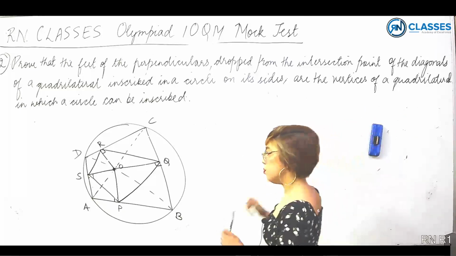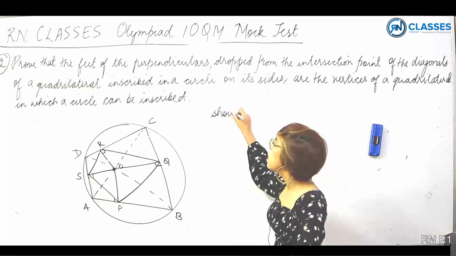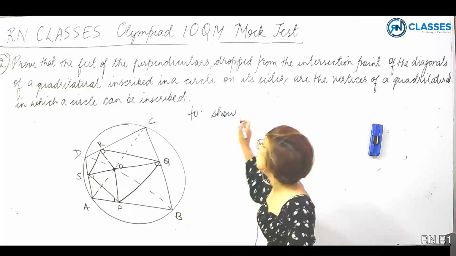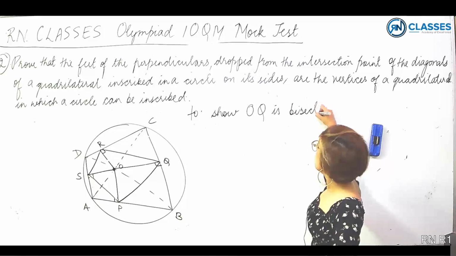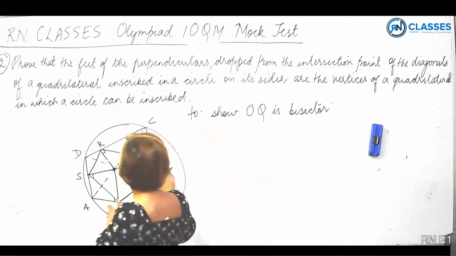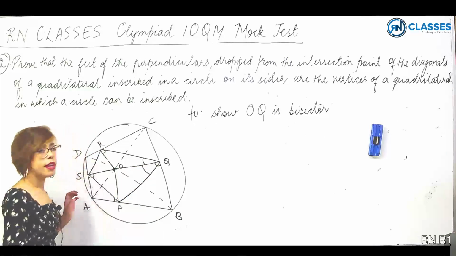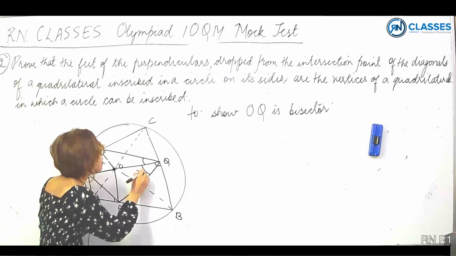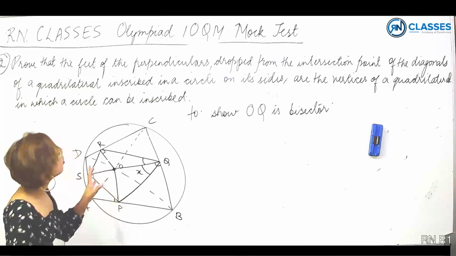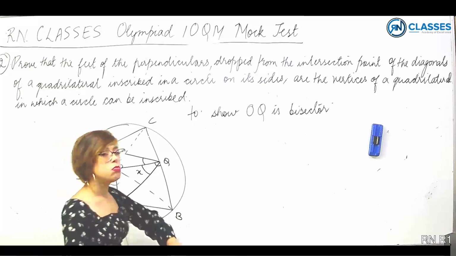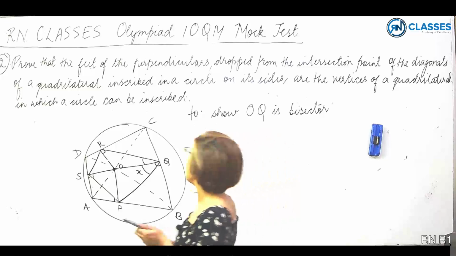Now, I need to show that OQ is the angle bisector. That means somehow I need to prove that this angle is equal to this angle. So let me start. Let's assume this angle is x. Directly, this will be equal to that, right? Just look for those angles in the diagram which are equal to x.